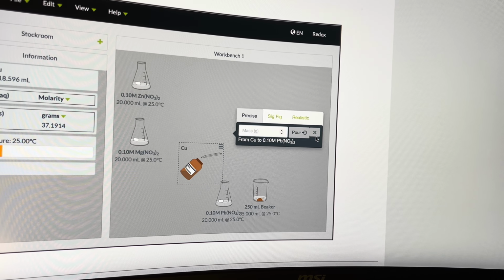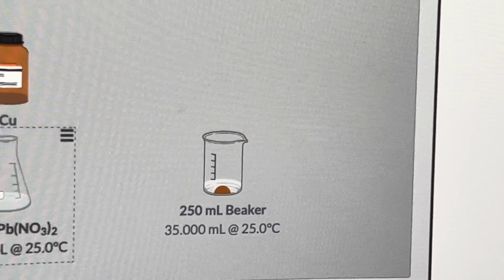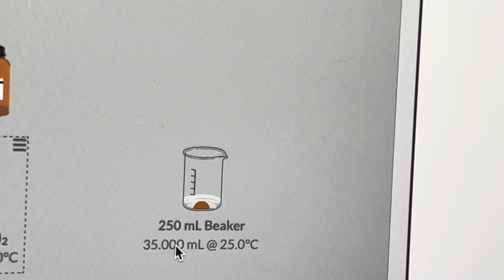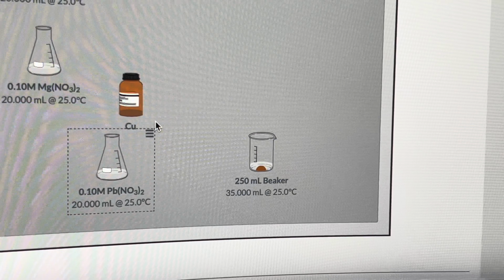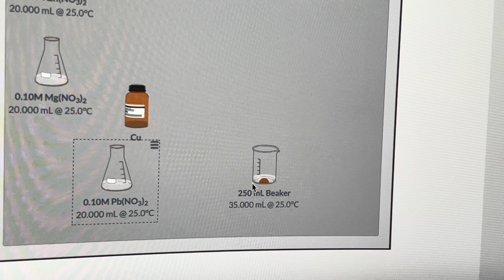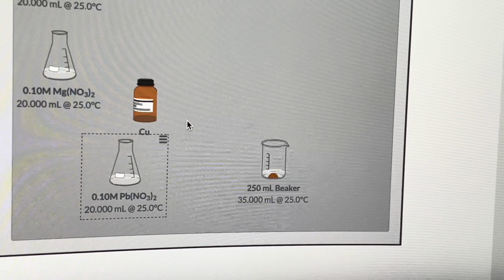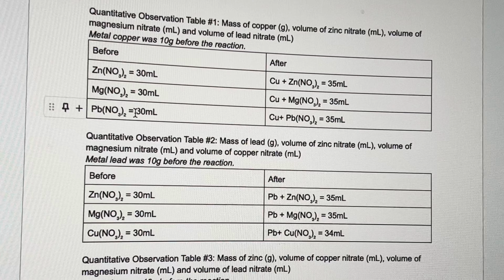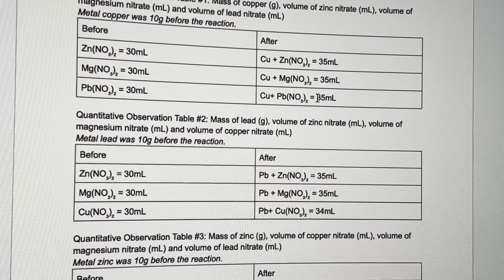Once again, I do not observe any changes or any reaction occurring. However, I do notice that the volume did change, so we can make quantitative observations for that. For the quantitative observation for the lead nitrate, we started off with 30 milliliters, and once we added our copper solid, the volume changed to 35 milliliters.